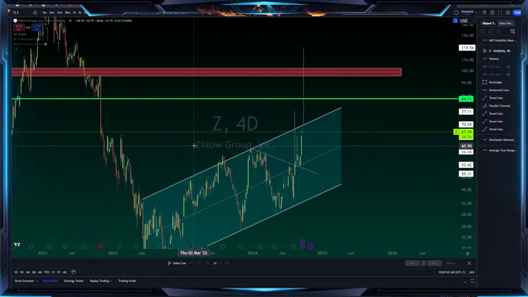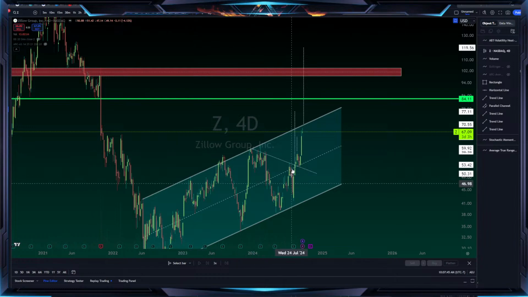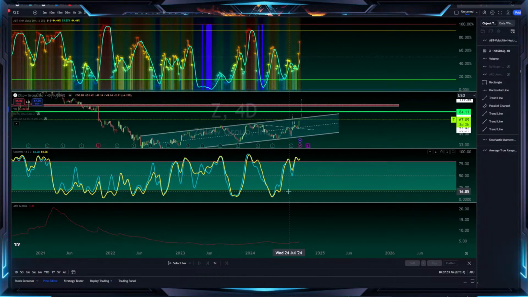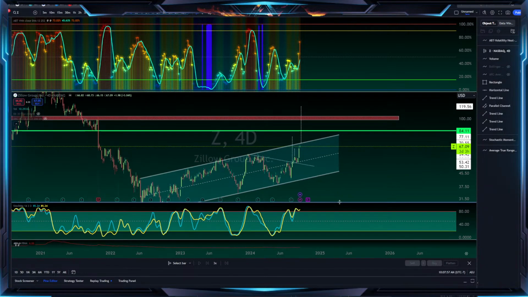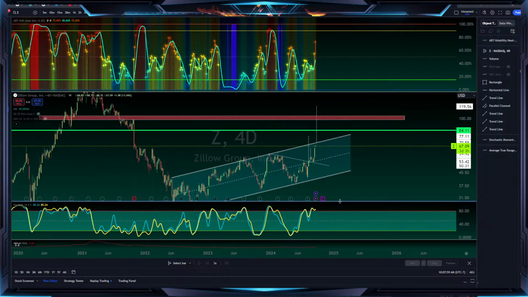I bring to you Zillow because it's already been riding that top side. We need to perform a back test on this. The reason you're using stochastic momentum is to determine what direction it's leading in. What direction is it leading towards? Stochastic momentum is leading towards an upside in the 4-day.